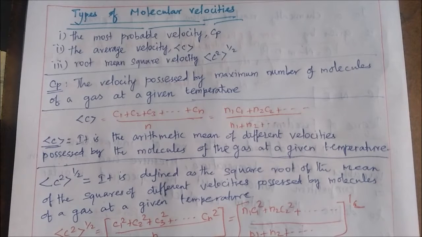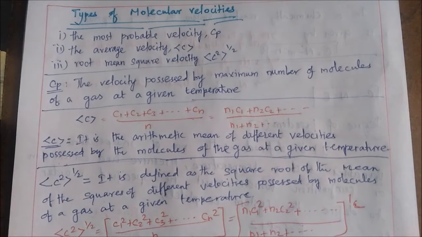So first thing is the most probable velocity. The velocity possessed by maximum number of molecules of a gas at a given temperature is called most probable velocity. So this is the first type.